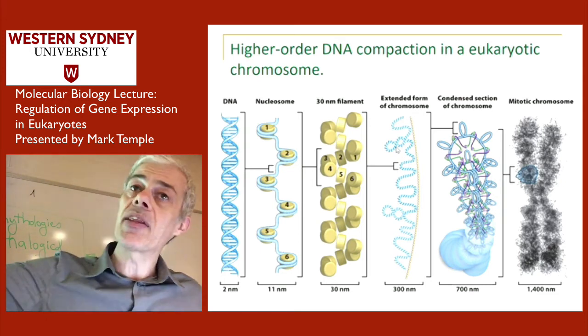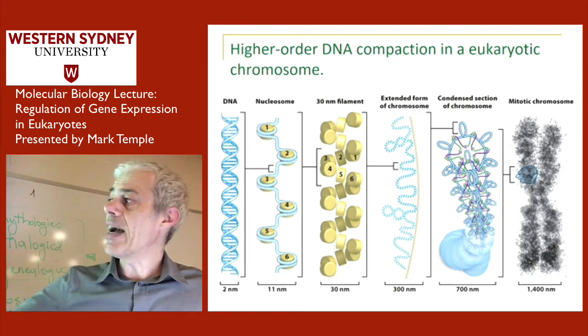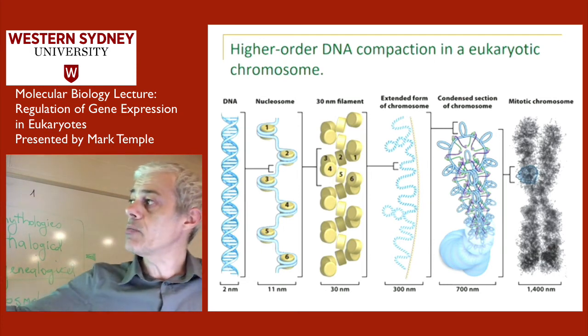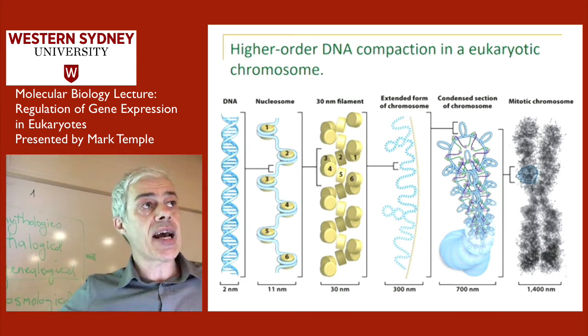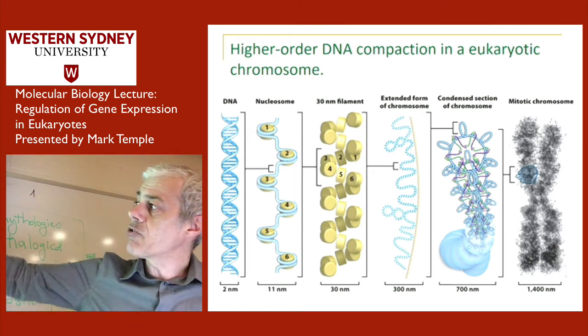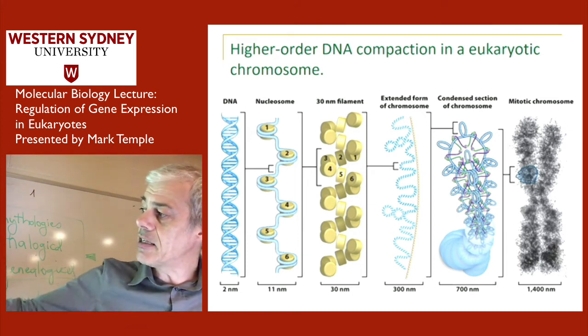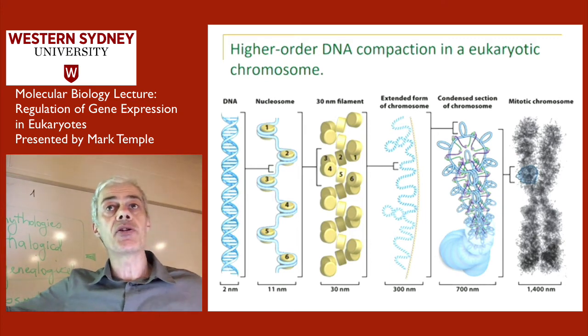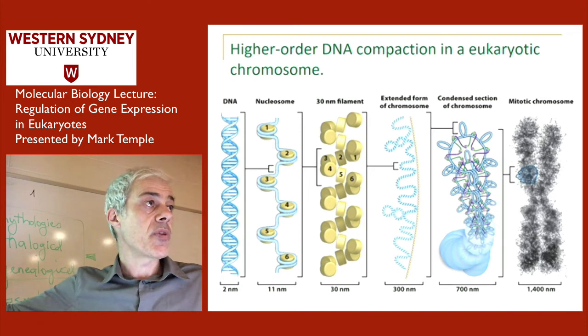We know an awful lot about the structure of DNA. We now know quite a lot about nucleosomes because of the X-ray crystallography structure of nucleosomes. We're starting to understand this 30 nanometer fiber. And then we've got electron micrographs of these extended loops, but we understand them less because they're much more difficult to study at a molecular level.